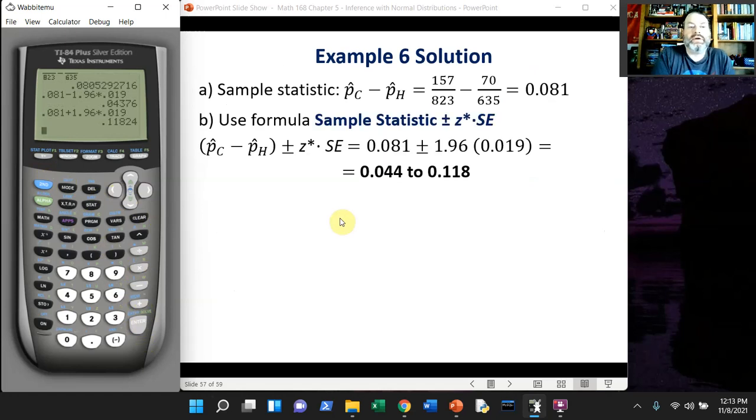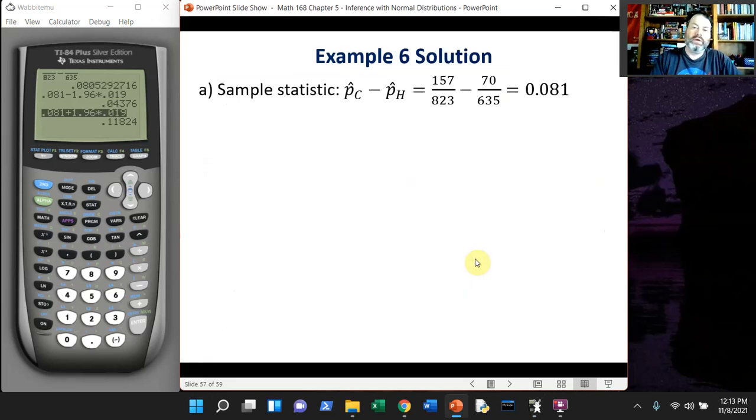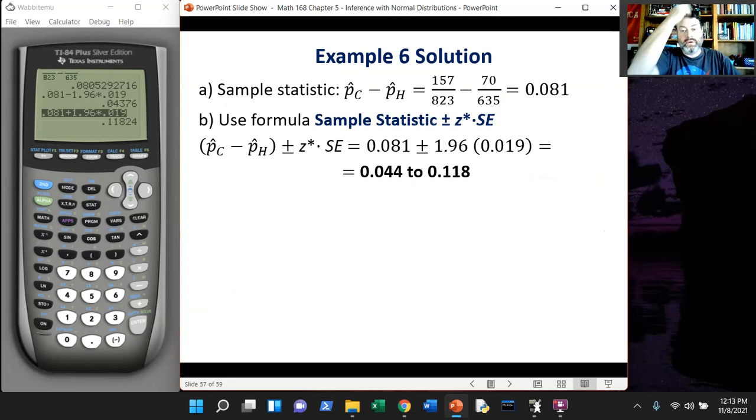Now, this particular question has a follow-up portion. If you want to get caught up, just pause the video, but I'm going to keep rolling on through it. For part C here, is it plausible there's no difference between the population proportions? Explain using your answer from part B. Well, we can be 95% sure that the difference in the proportions is between these two numbers.